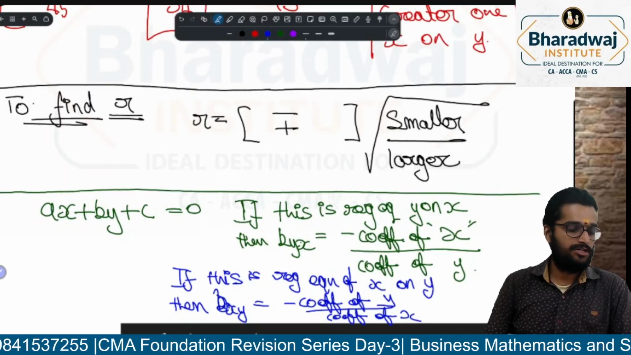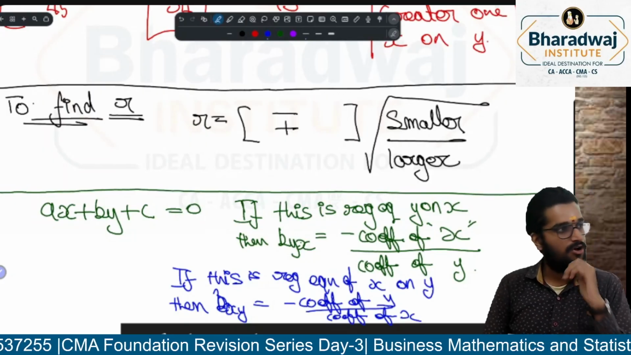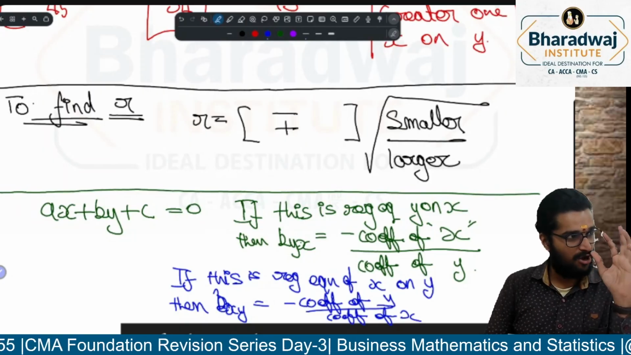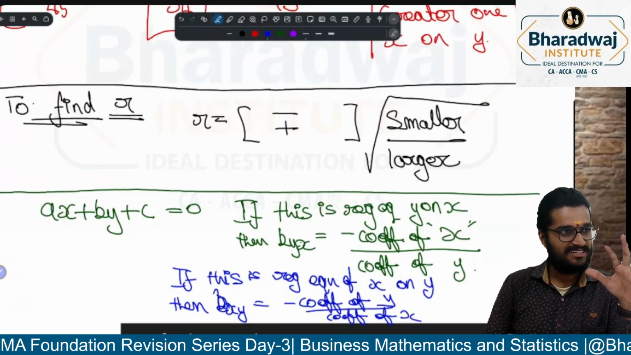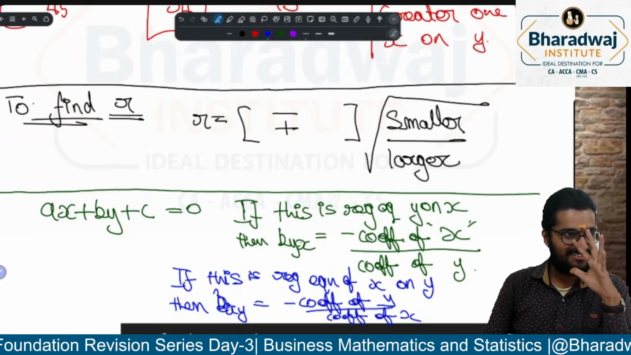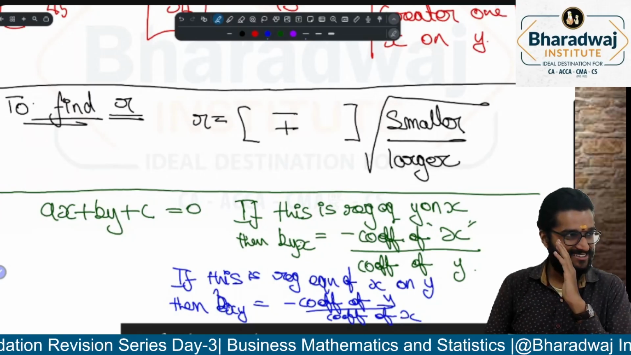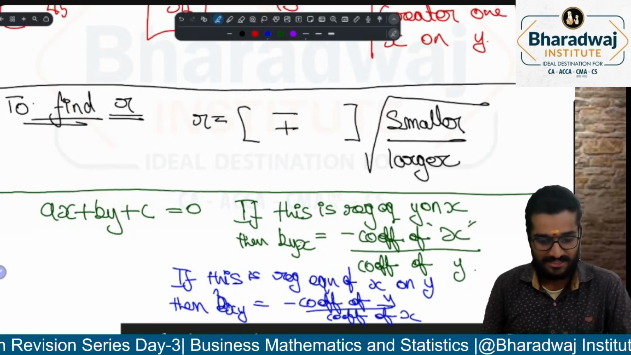Similar to the correlation coefficient, the regression coefficient also remains unchanged by a change in origin. Change in scale matters.